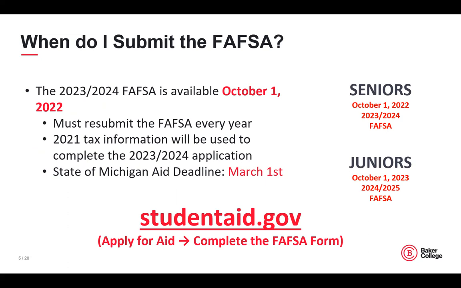The FAFSA must be submitted every year, beginning on October 1st for the upcoming school year. So 2023 seniors, now is the time to do your FAFSA for the 2023-2024 academic year. As I previously mentioned, the 2023-24 FAFSA uses 2021 income information, so there is no reason to wait to complete your application. Some forms of financial aid are awarded on a first-come, first-served basis, so we want to make sure you do your FAFSA right away.